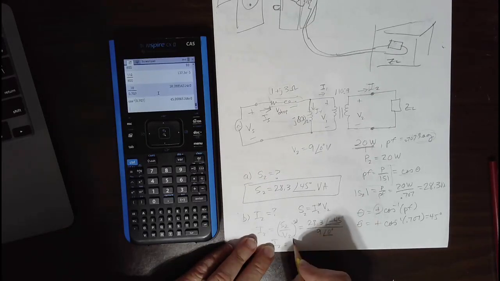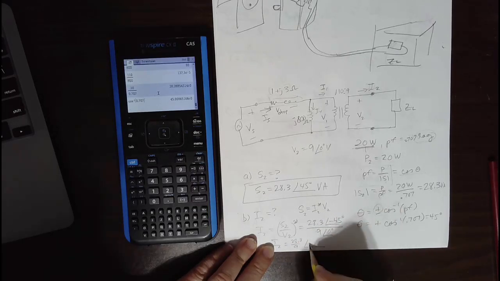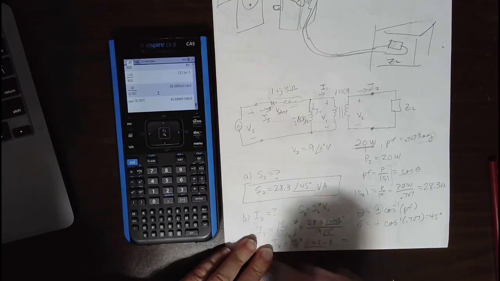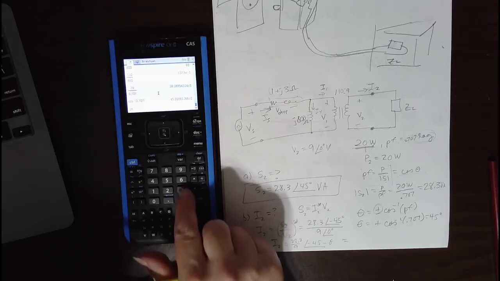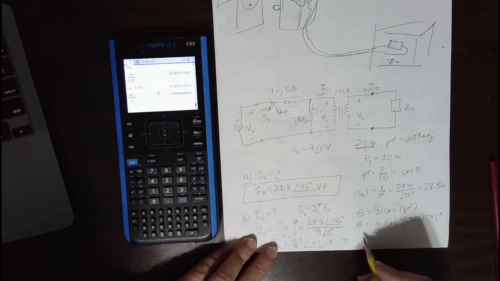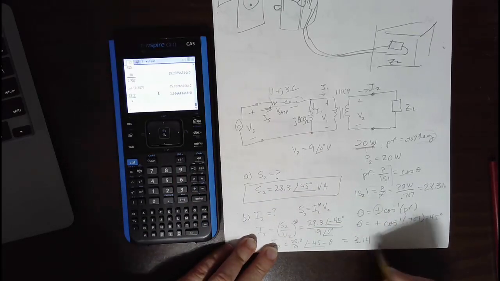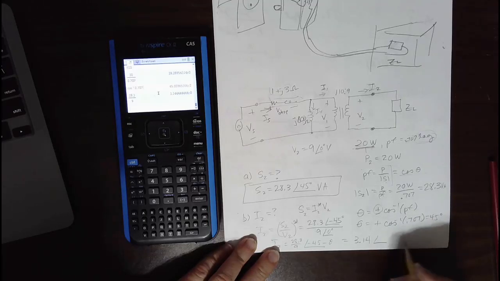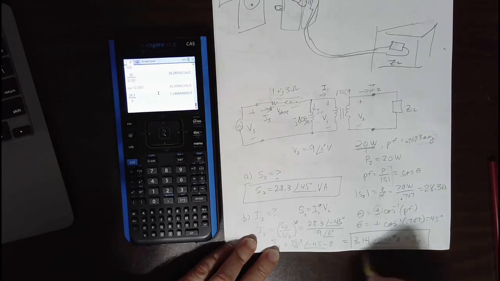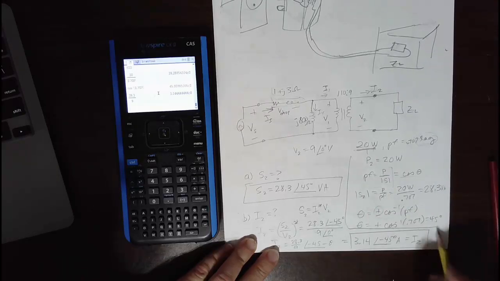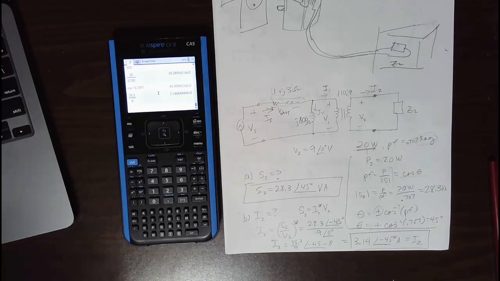When we divide complex numbers, we divide magnitudes, so 28.3 over 9, and then we subtract angles, so negative 45 minus 0. And so 28.3 divided by 9 is 3.14, at an angle of negative 45 degrees amps is I2. Okay, that's good.